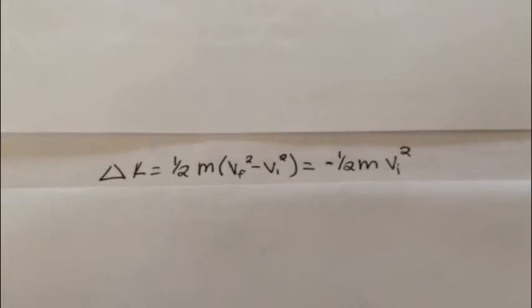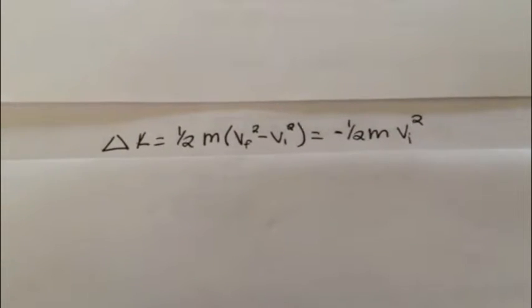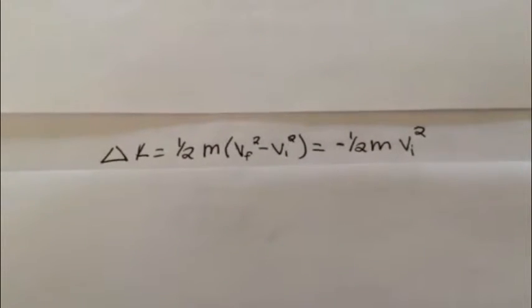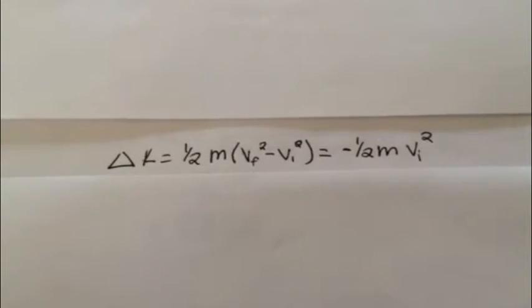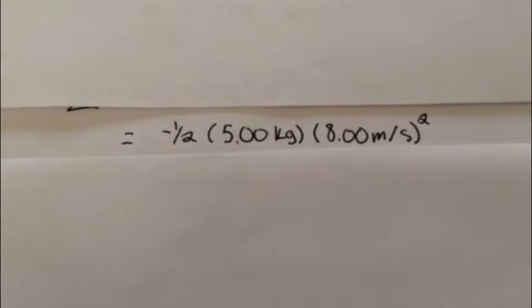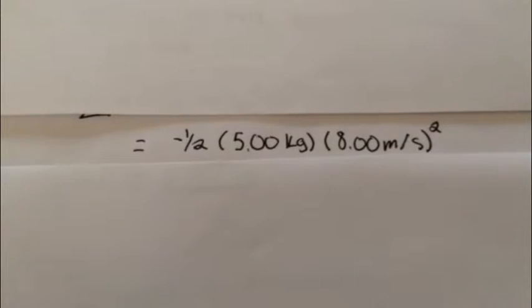To find delta K, we are going to use the equation delta K equals 1/2 m (v final squared minus v initial squared). You can simplify that to get negative 1/2 m v i squared, and you can plug in your givens: negative 1/2 times 5.00 kilograms times 8.00 meters per second squared. Once you plug that in, you get negative 160 joules for part A.